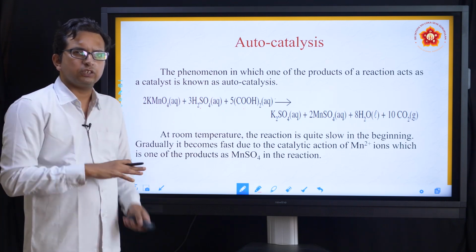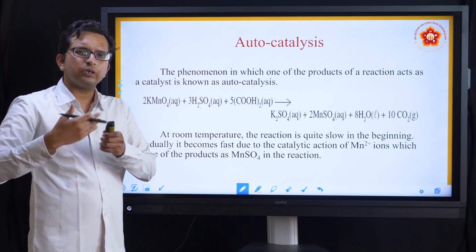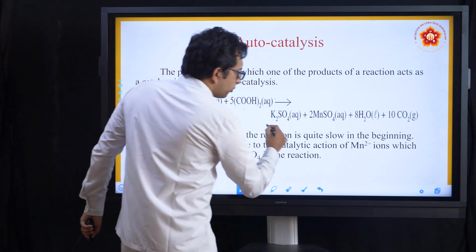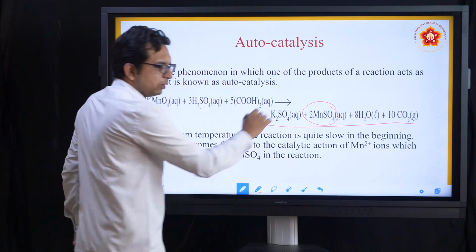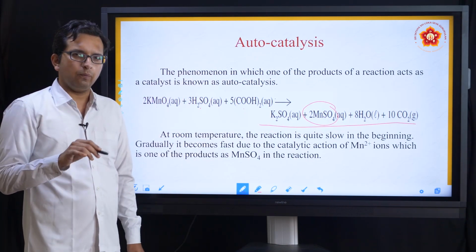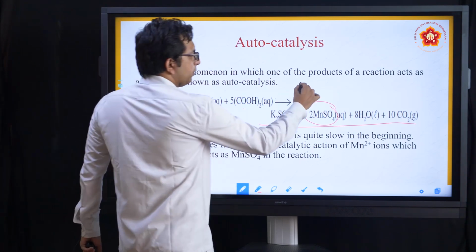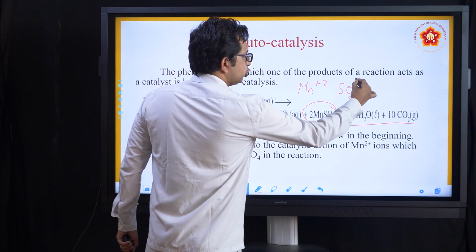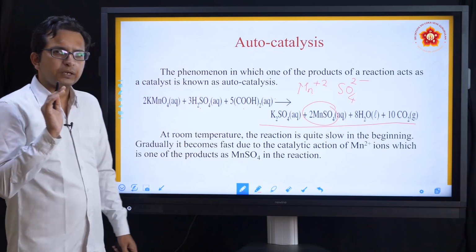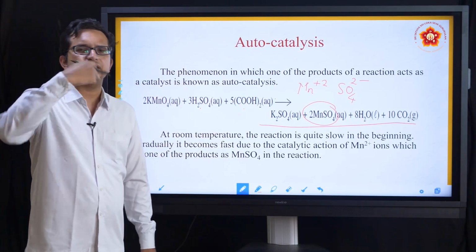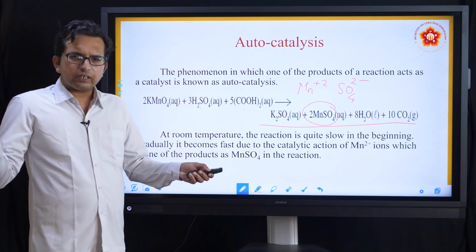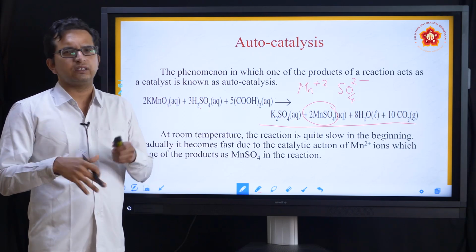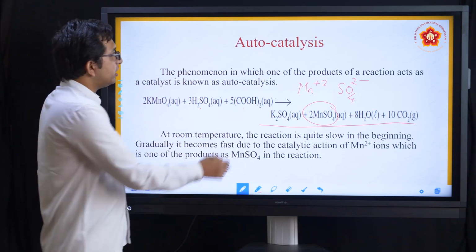Now how much time will you keep on stirring? So you need something so that it can move along on its own pace. That is possible when these products are formed, and especially the manganese sulfate, MnSO4, which is formed. If you see the ionic components of MnSO4, we can split it as Mn2 plus and SO4 2 minus. So this Mn2 plus ion which is being formed catalyzes the reaction. Because you are not adding any catalyst from outside, the catalyst is generated in the system itself and then helps the reaction. That is why we call it an auto catalyst.